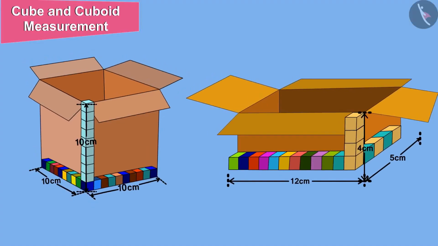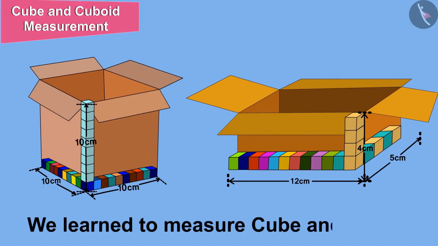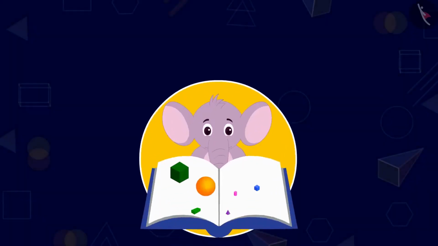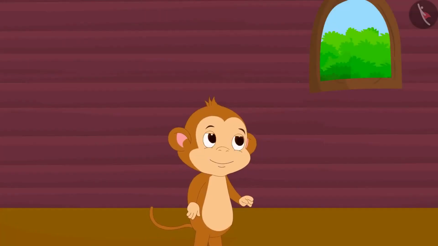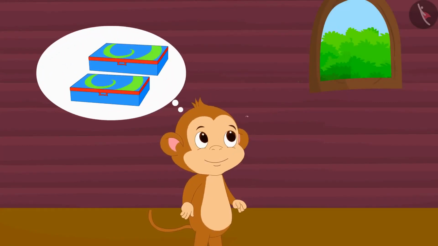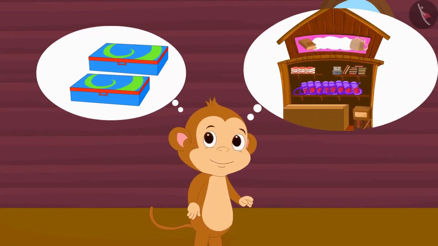Hello kids! In the previous video, we learned to measure cube and cuboid. In this video, we will learn more about it through some interesting examples. Babban wants to buy compass boxes to sell in his shop.